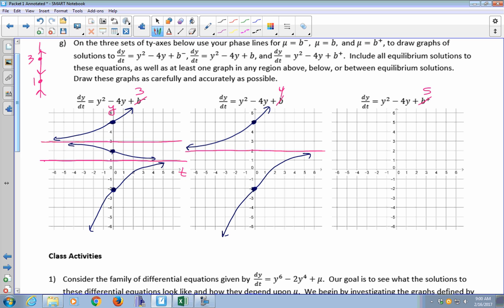And then over here, there were no equilibrium solutions when we used mu equals 5, and the arrow was always up. So if you pick a random initial condition, all you know is that this function is always increasing. You don't really know anything about its concavity or how fast it's increasing. So you might draw it like this. You might just draw a line. All we know is qualitatively it's always increasing.